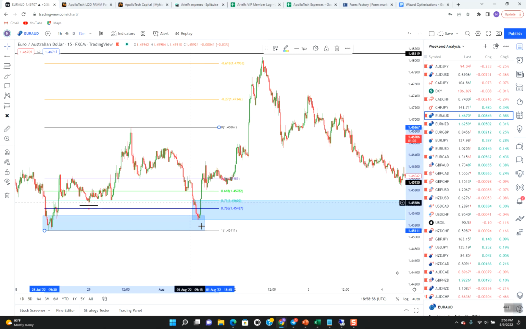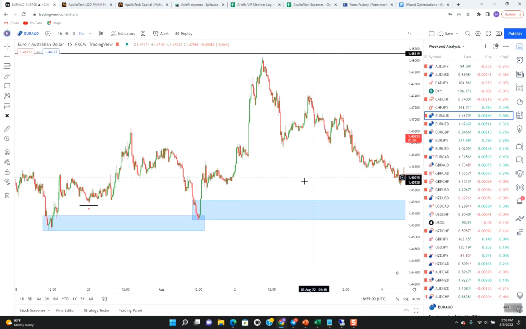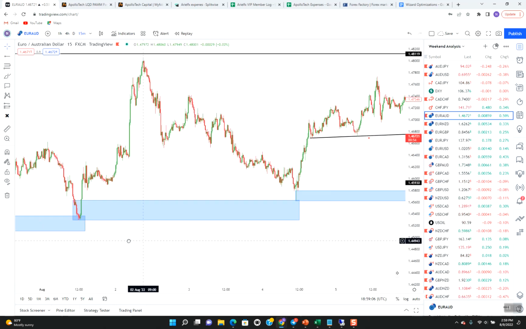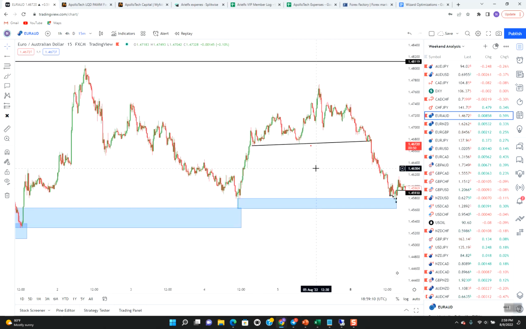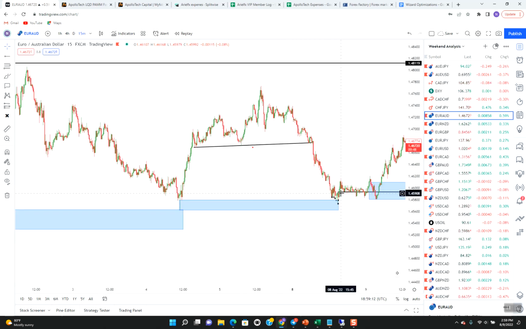You always want to be buying at discount, selling at premium. So this is where we need to be looking for in premium price, okay? So we didn't get this trade here. I didn't get this trade either because I don't really look at Euro AED that often. But what I did get was this trade in here.